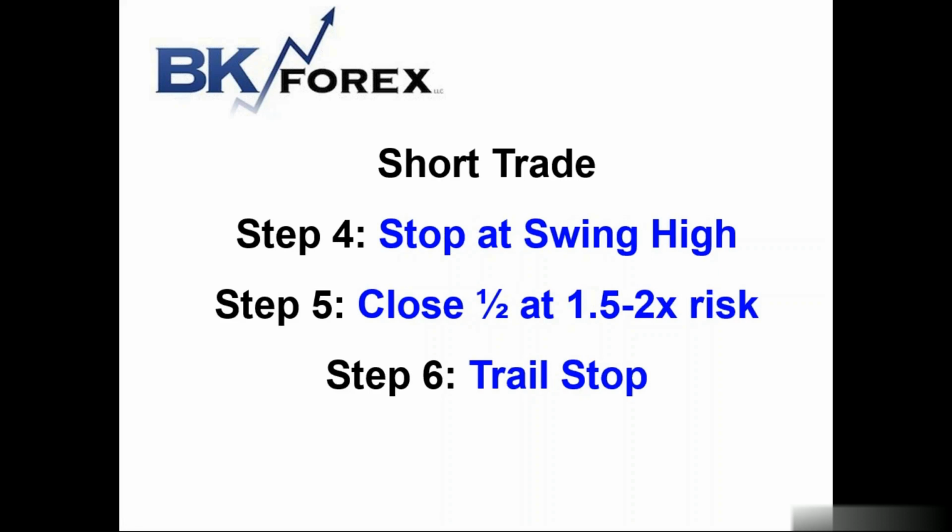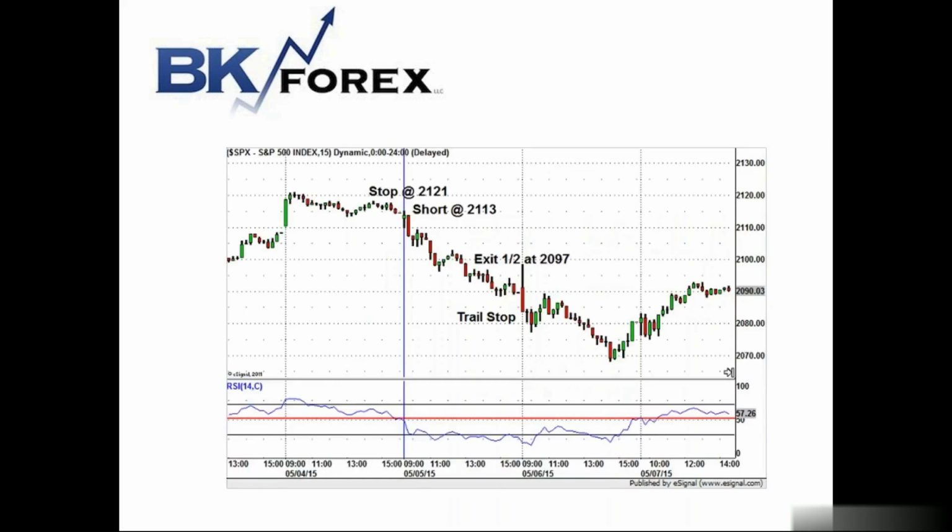You close half of the position when it moves by 1.5 to 2 times risk. In spot forex, I think you should do 1 times risk. If you're trading any other instruments, you can probably be a little bit more fluid, and then trail your stop on the remainder of the position. There's more freedom in trailing stops.